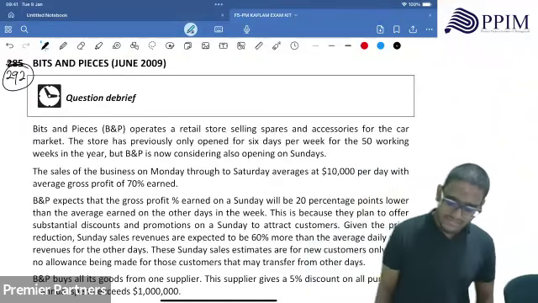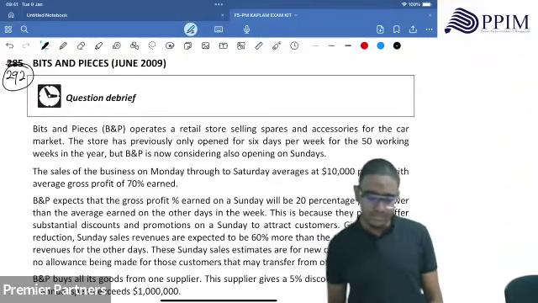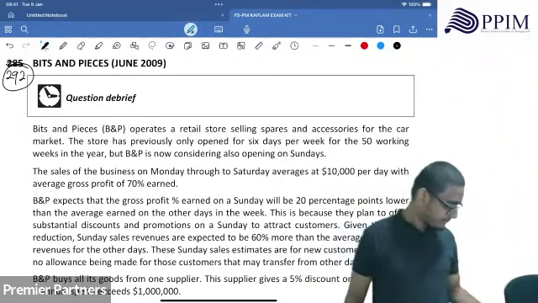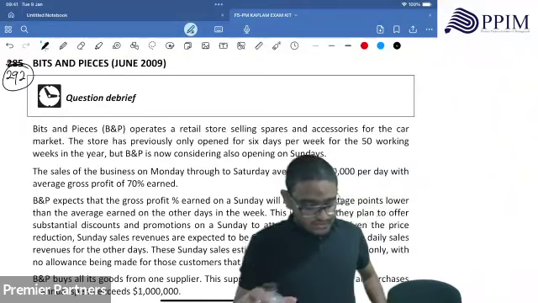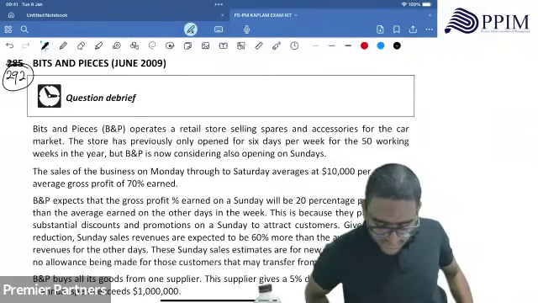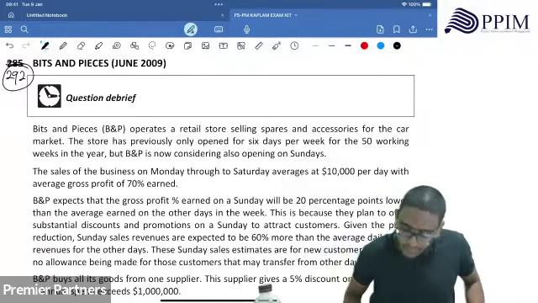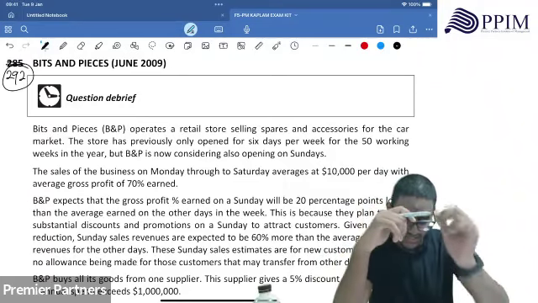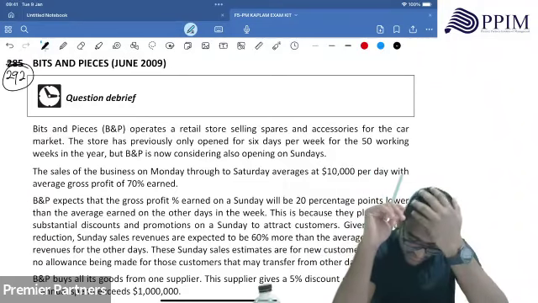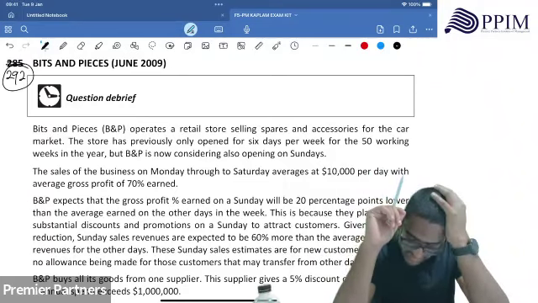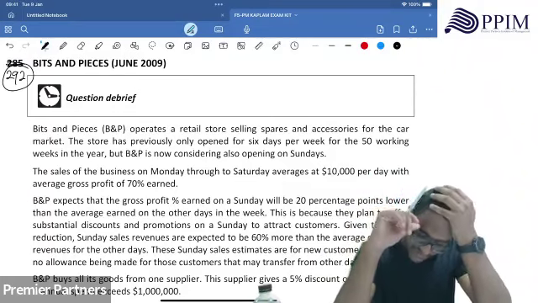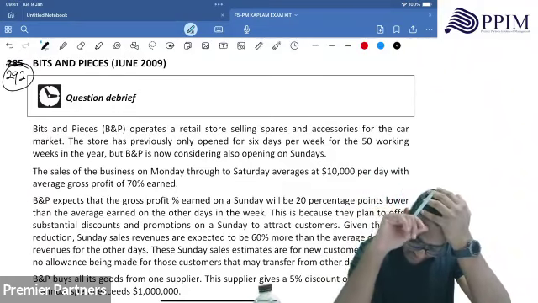The sales of the business on Monday through Saturday average 10,000 per day with an average gross profit of 70% earned. BNP expects that the gross profit percentage earned on Sunday will be 20 percentage points lower than the average earned on the other days of the week. This is because they plan to offer substantial discounts and promotions on a Sunday to attract customers. Given the price reduction, sales revenue is expected to be 60% more than average daily sales.